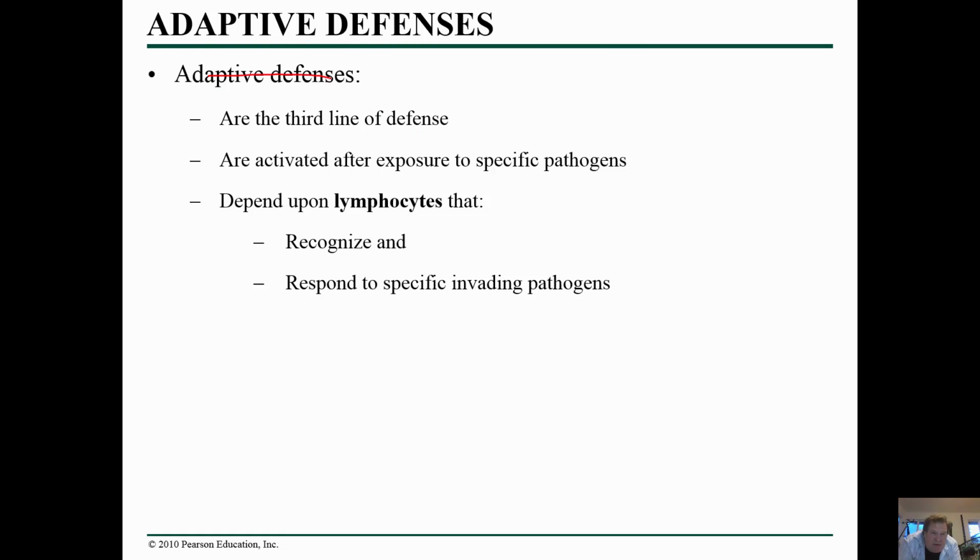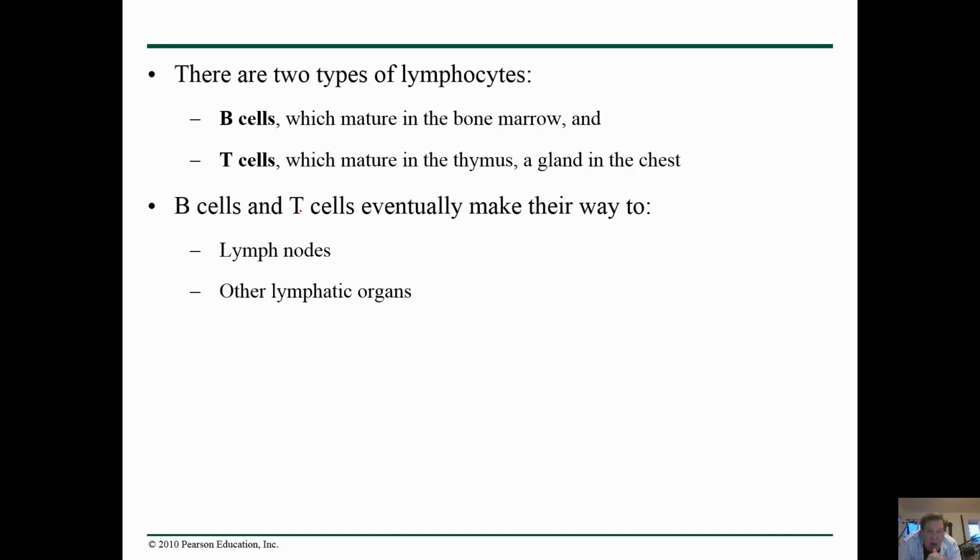The adaptive defense is basically our third line of defense. You have a physical barrier, you have these non-specific defenses, and the adaptive defense is the very specific defense. What this does is it recognizes and responds to specific invading pathogens. This is the responsibility of two cells. We have the B cells, which mature in the bone marrow, and the T cells, which mature in the thymus, which is a gland in the chest.